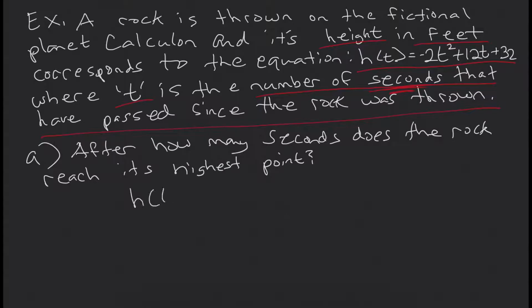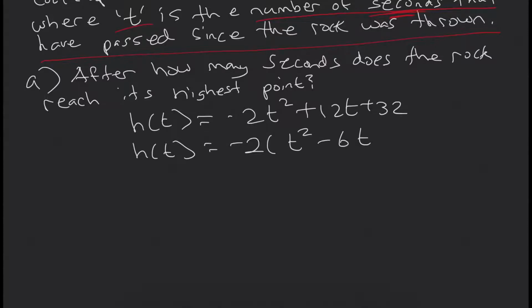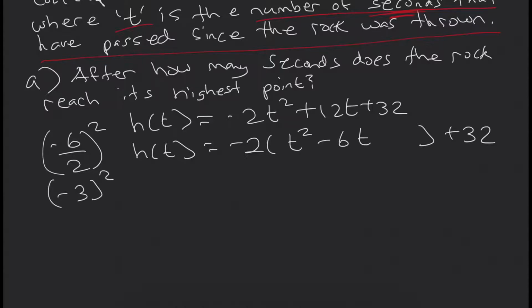So I'm going to do the exact same way I did the previous problems. I'm going to rewrite my function. h of t is equal to negative 2t squared plus 12t plus 32. Going to set up for completing the square here. Factor out a negative 2, which will leave me with a t squared minus 6t. I'll leave the 32 on the outside. I have a negative 6 in the middle there. Divide by 2, square it. That gives me negative 3 squared.